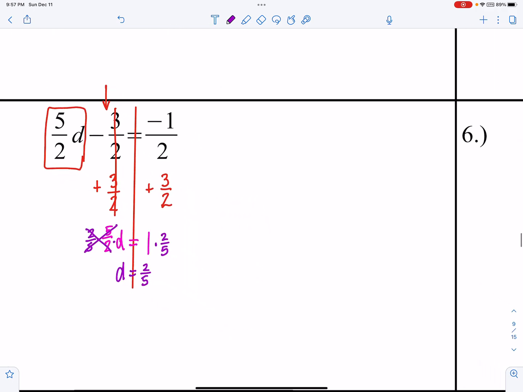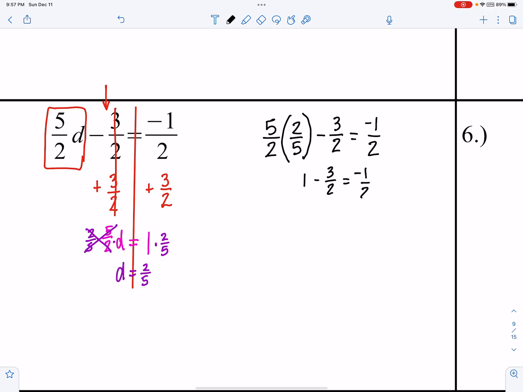All right, let's go ahead and check our work here. So we have 5/2 times 2/5 minus 3/2 equals negative 1/2. Okay, so let's go ahead and multiply these across. We know that 5 times 2 and 2 times 5 is going to equal 10/10 or 1 whole. Okay, so we have 1 whole minus 3/2 equals negative 1/2.